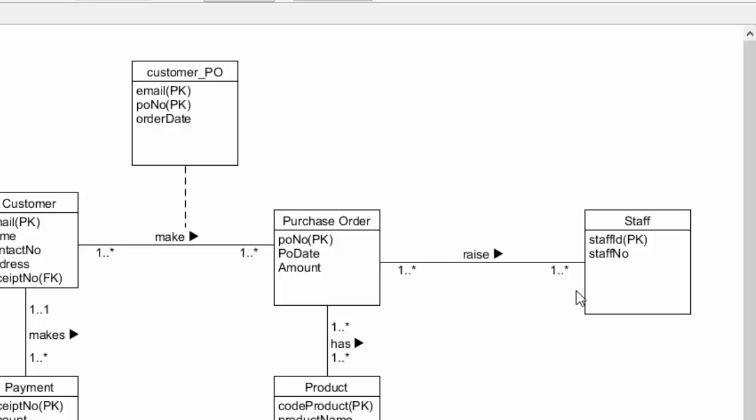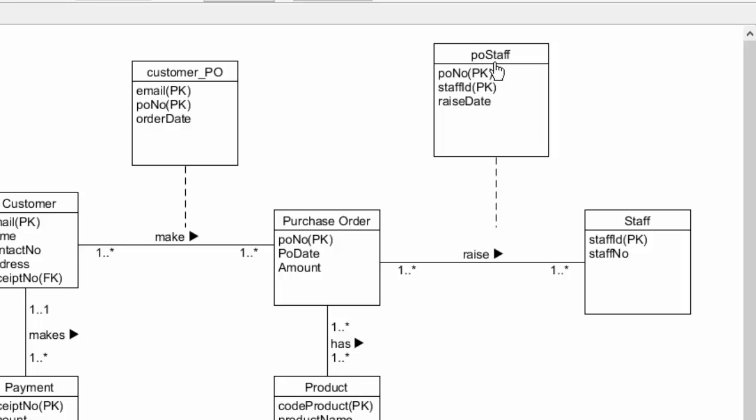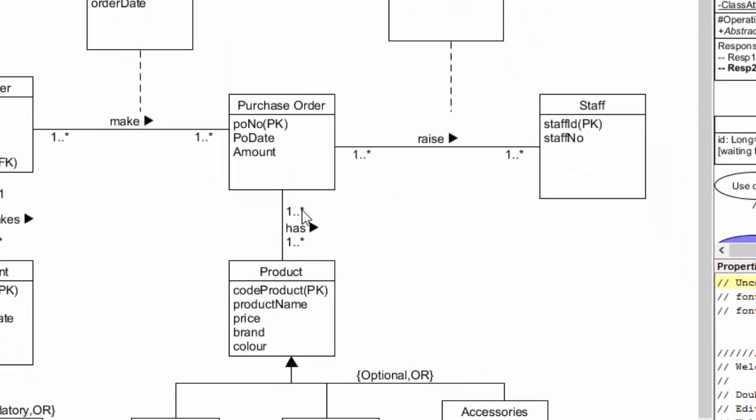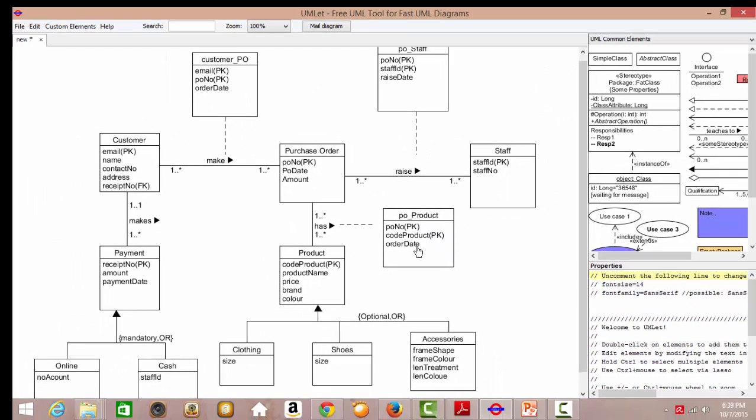Here also have many-to-many relationship, so we need to do the same. So here PO staff and attribute in here PO number, PK, and staff ID, PK, raise date. And here also have many-to-many relationship, so we going to do the same thing. So this is the overall our ERD for business online look like.